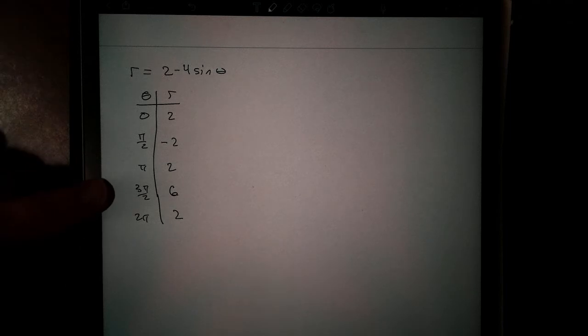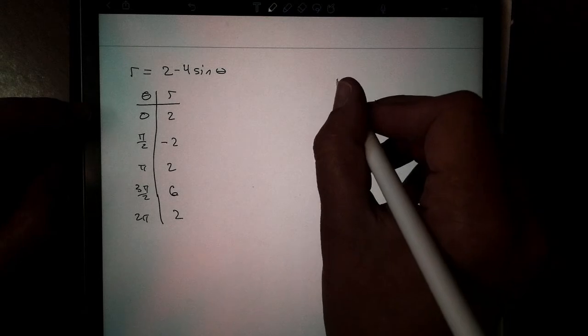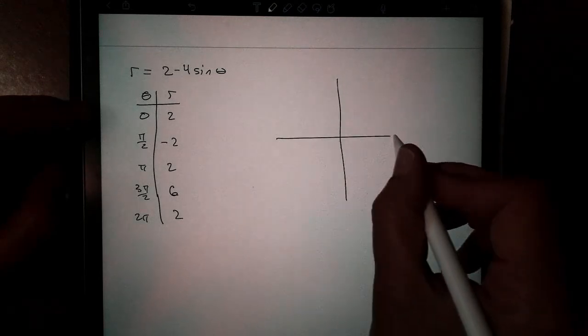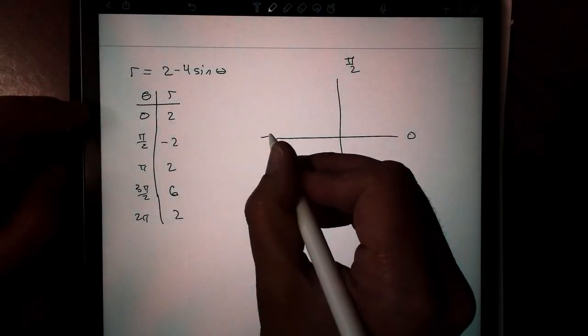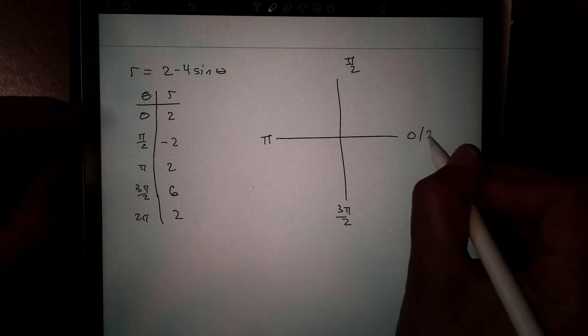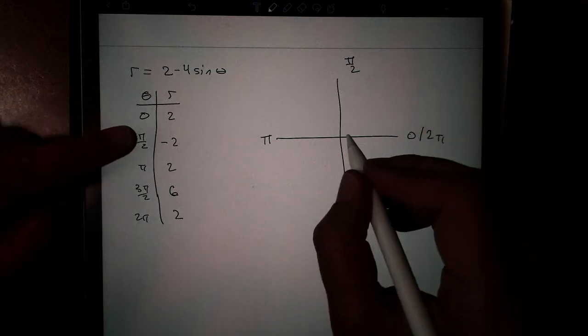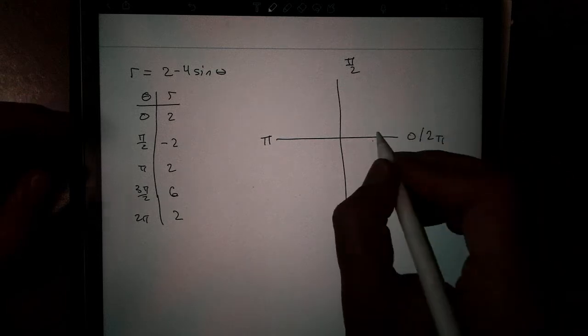So let's go. Ready? Draw my coordinate system: 0, pi over 2, pi, 3 pi over 2, and 2 pi. So let's graph it. When I'm facing 0, I'm out. Keeps doing that. I go out 2 units.